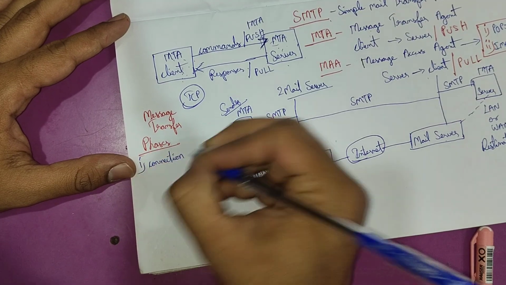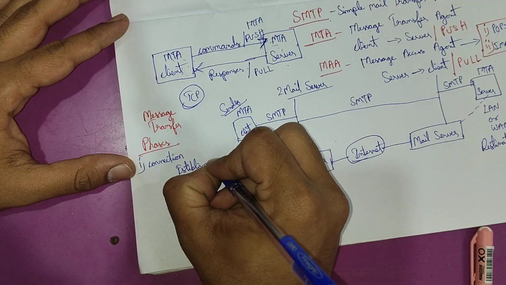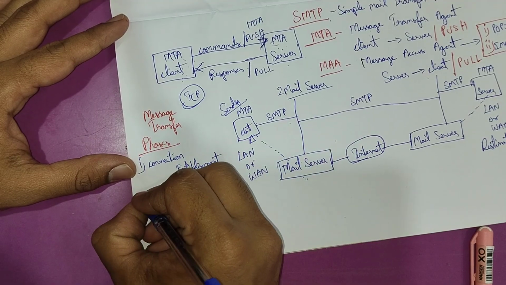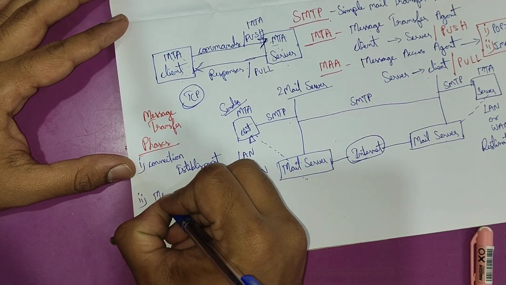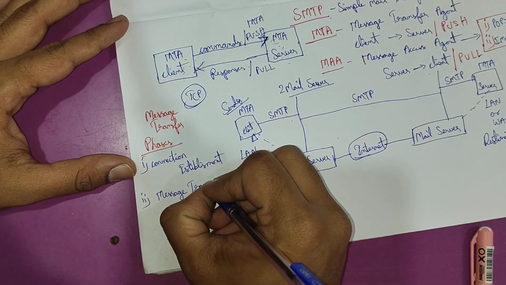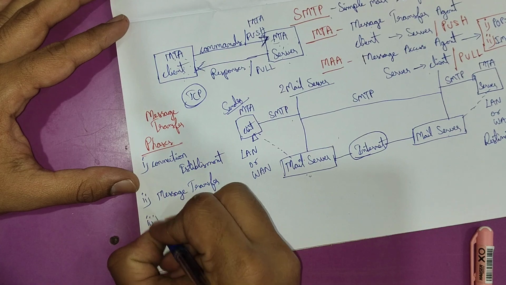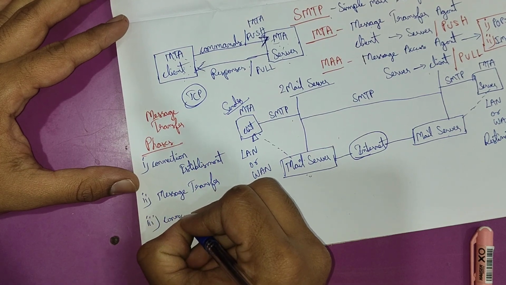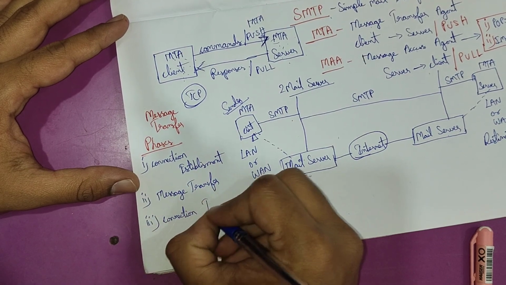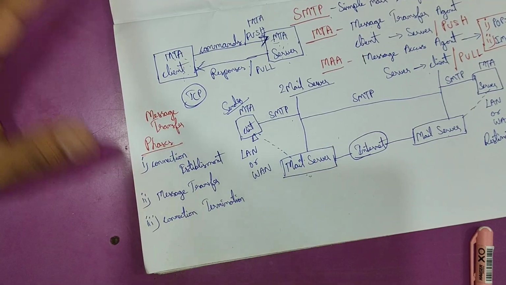Connection establishment. Second phase, message or mail transfer is being done. And coming to the final phase, connection termination. Okay, these are the three phases.